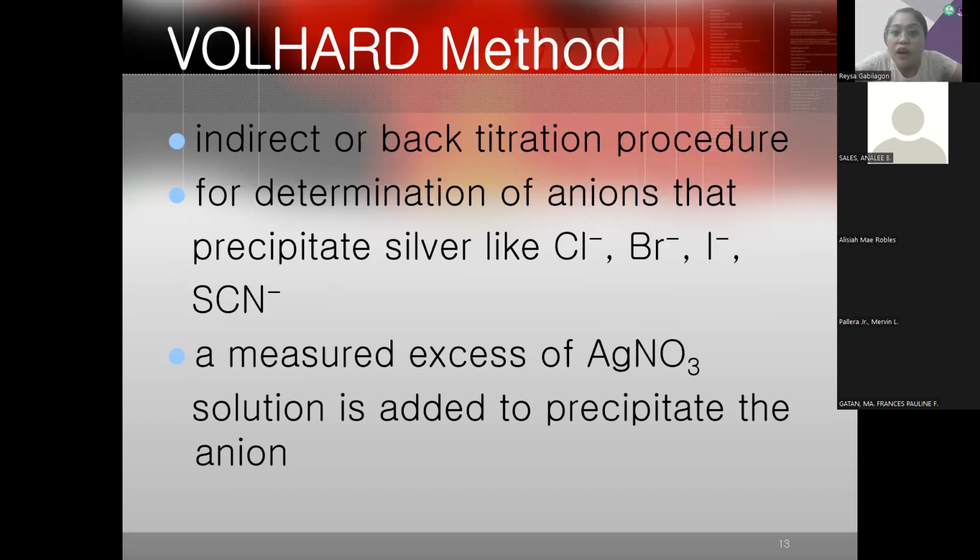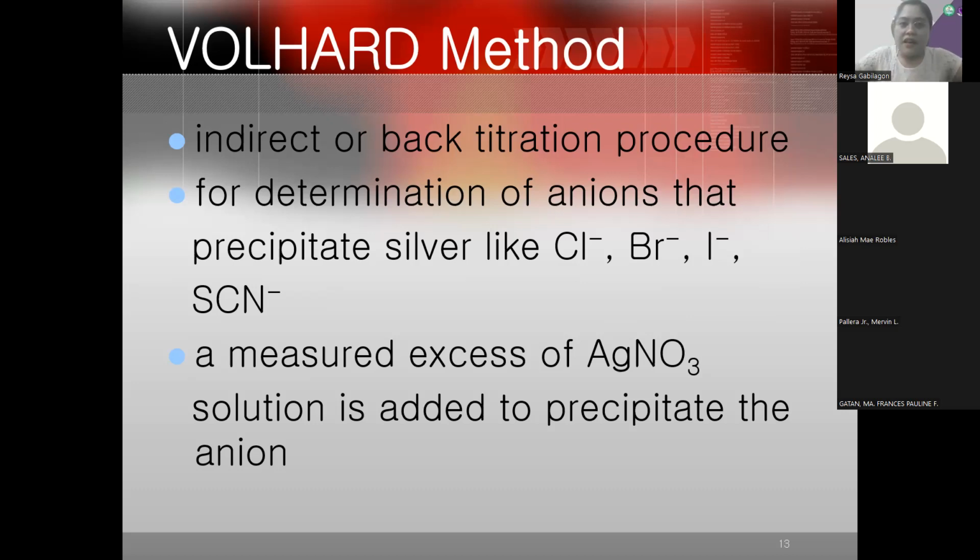The second one is the Volhard method. This is different, because this is an indirect titration. Indirect or back titration procedure. Now, what are the samples that we can test here using the Volhard method? First, we can determine ions that will precipitate with silver. So what are examples of ions that precipitate with silver? We have chloride, bromide, iodide, and thiocyanate. So those are the possible samples for the Volhard method.